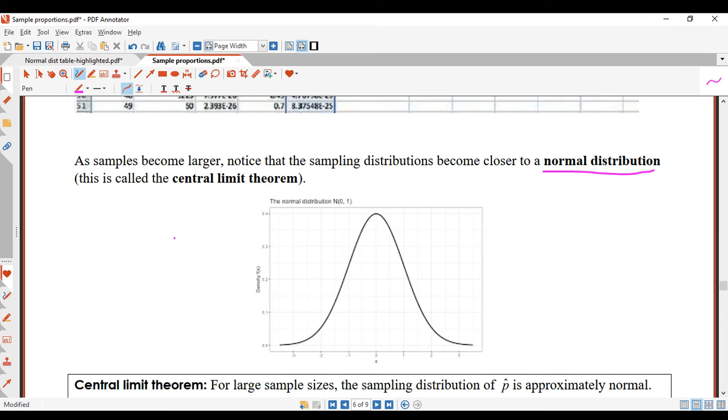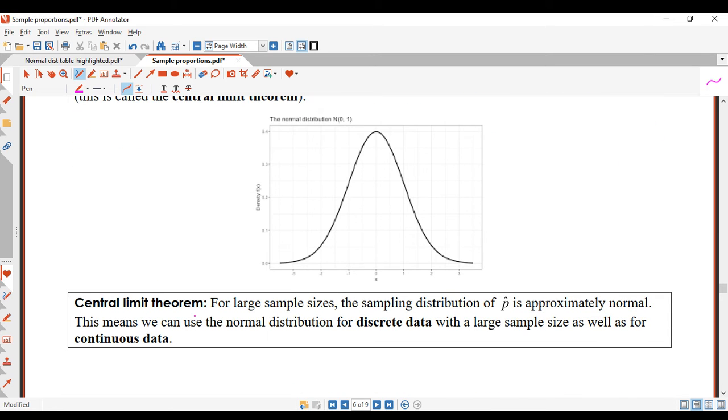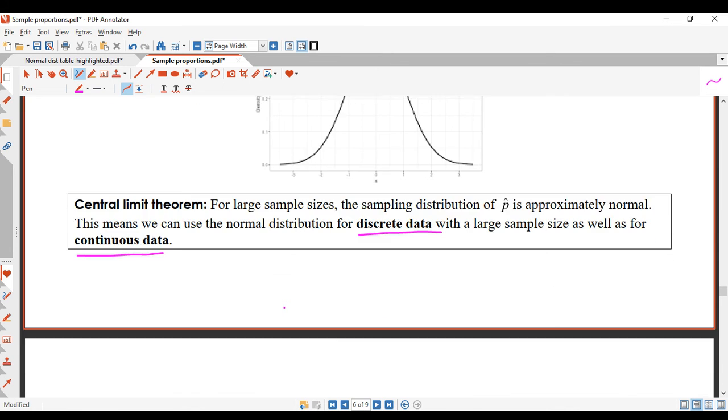Now, this is called the central limit theorem. The central limit theorem basically states that for large sample sizes, the sampling distribution of p hat is approximately normally distributed. This means we can use the normal distribution for discrete data with a large sample size. That's important because we can use the table with the z-scores and the probabilities in that table to work out probabilities for discrete distributions. In other words, we can approximate the discrete distribution with a continuous one, and therefore we can use the z-score table.